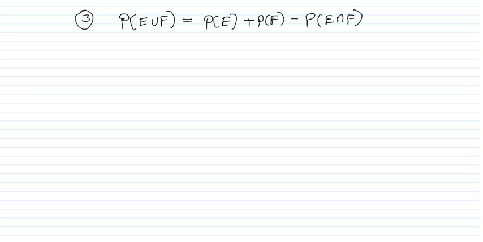First of all, let me take two things here, like E and F. Now I want to see the probability of E union F.